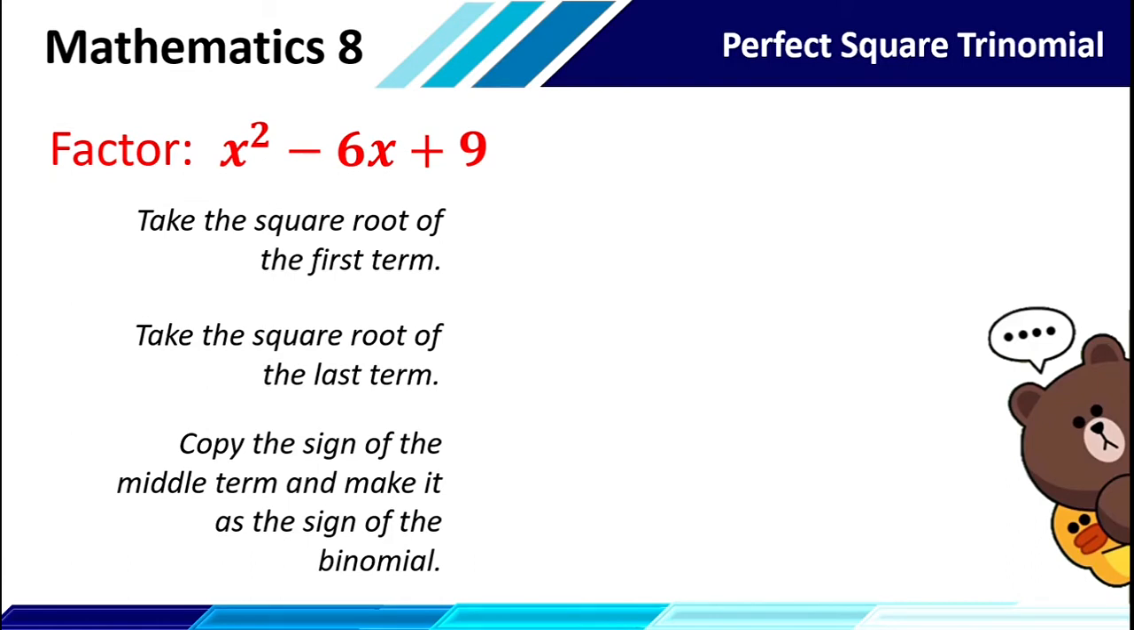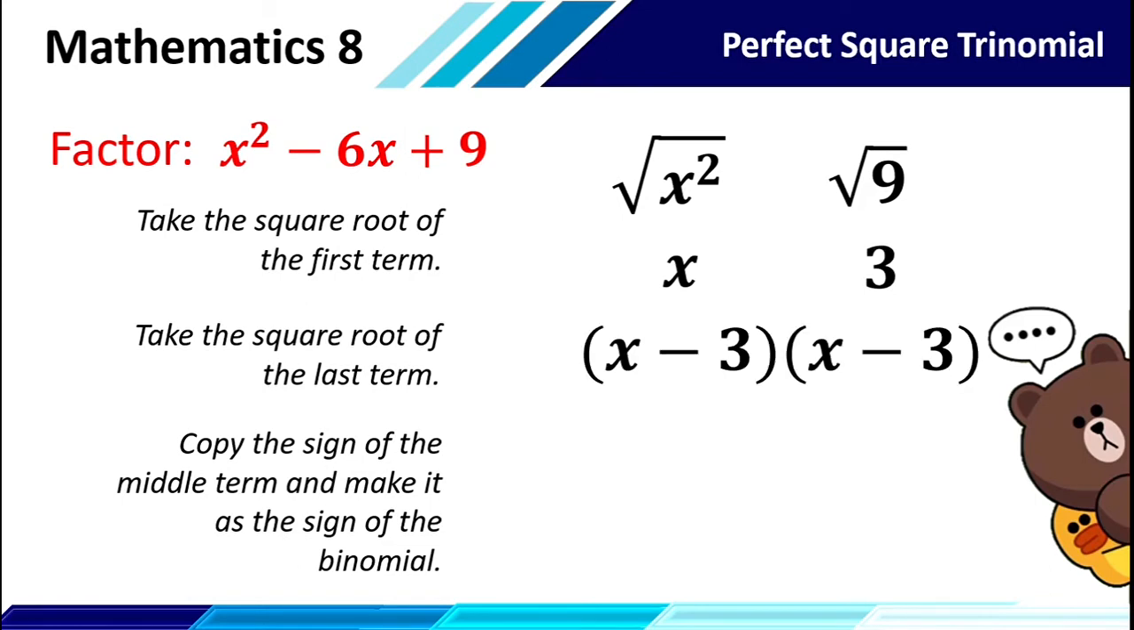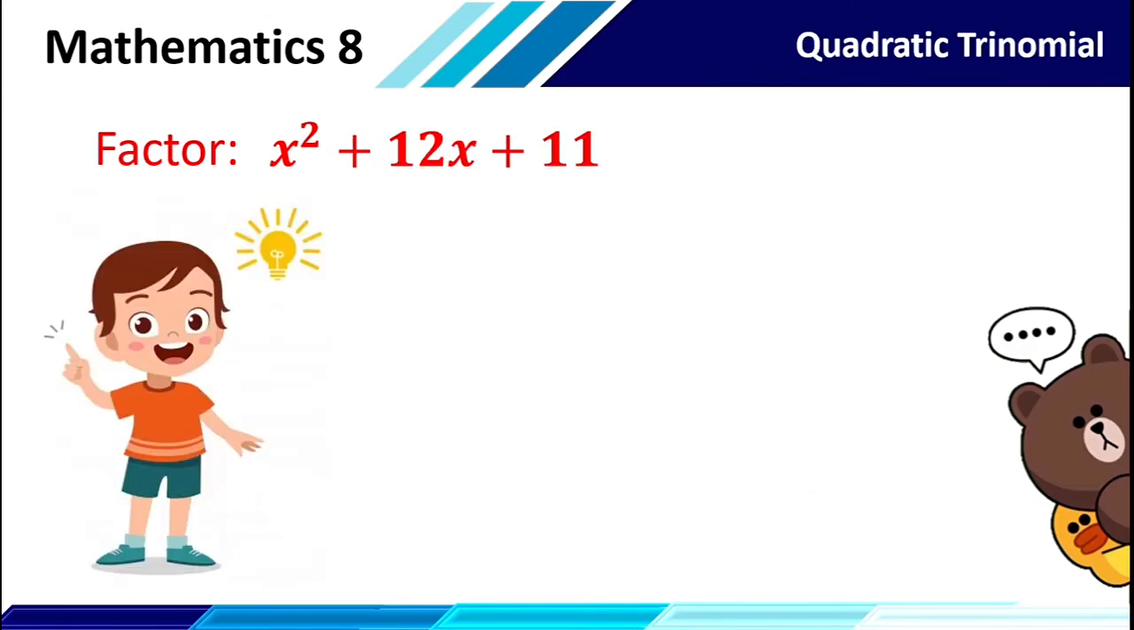To factor this one, take the square root of x squared, which is x, and the square root of 9, which is 3. And then copy the sign of the middle term and make it the sign of the binomial. In this given example, the sign of the middle term is negative. Therefore, we will have x minus 3 times the quantity x minus 3, or we can write it as the square of x minus 3.